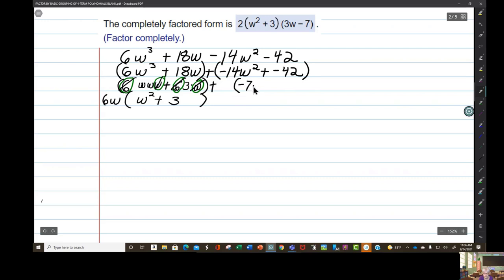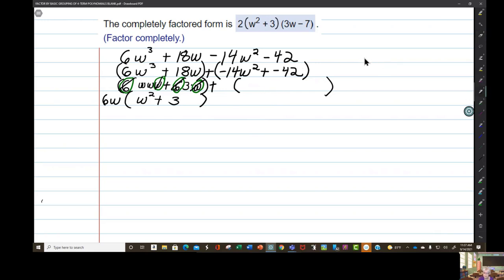Negative 7 times 2 times W squared plus negative 7 times 6. I did this wrong. How do I know? Because 2 will go into 6. There's still a 2. That means negative 14 should have been my GCF. So I'm going to go back and make amends. Get rid of the whole thing and do it again. If you're still left with a GCF in here, you've got to pull that out too.